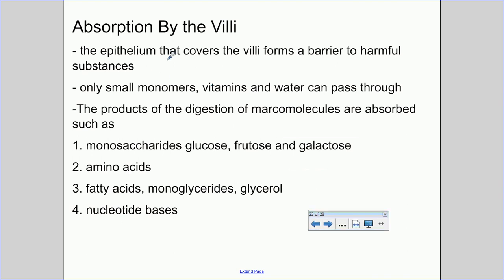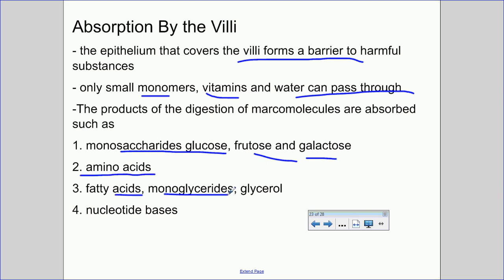In absorption by the villi, the epithelium that covers the villi will form a barrier to harmful substances. Those epithelial cells create a barrier that keeps harmful things out and only allows good things through. So only small monomers, vitamins, and water can essentially pass through. The products of digestion of those macromolecules that get absorbed are monosaccharides, such as glucose, fructose, and galactose, amino acids, fatty acids, such as monoglycerides and glycerol, and nucleotide bases, the A, the T, the C, the G, and the U, all of which get absorbed individually into the body.